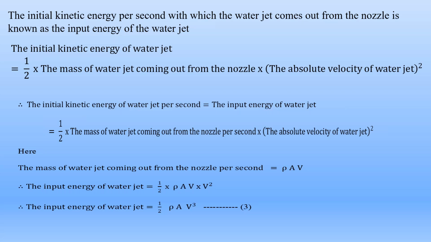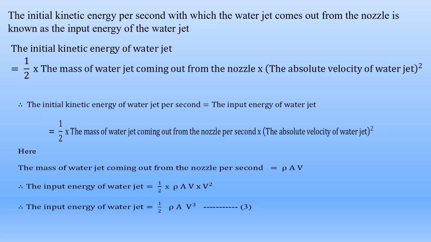Output energy of water jet is equal to the work done by the water jet on the moving plate per second. That is output energy. In this condition, that output energy of water jet is rho a (v minus u) whole square into u, whereas the other energy of water jet is the input energy of water jet. The initial kinetic energy of the water jet per second when the water jet comes out from the nozzle is called the input energy of water jet. For this condition, the input energy of water jet is rho a into v cube.